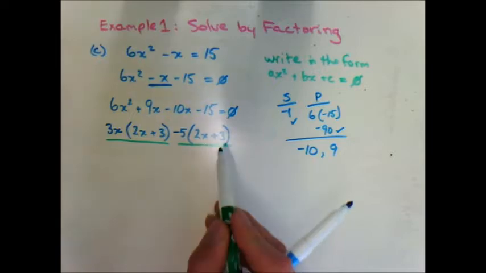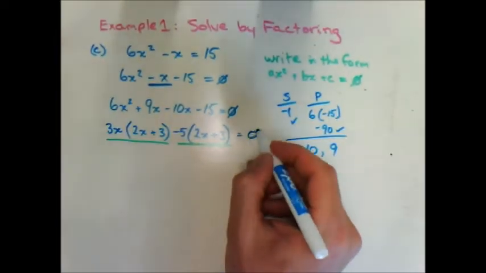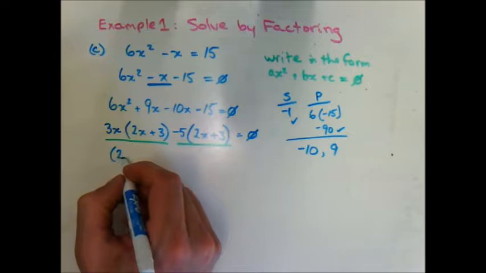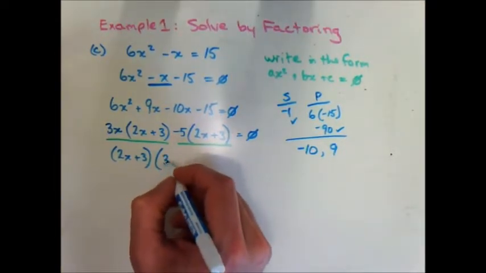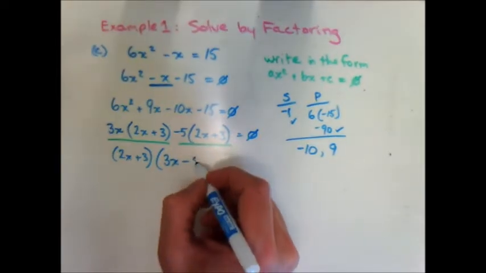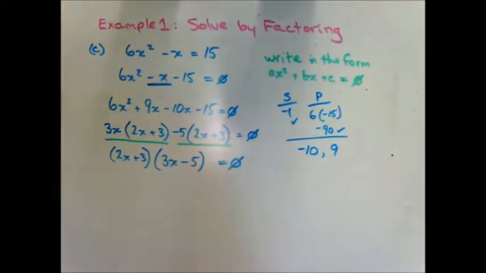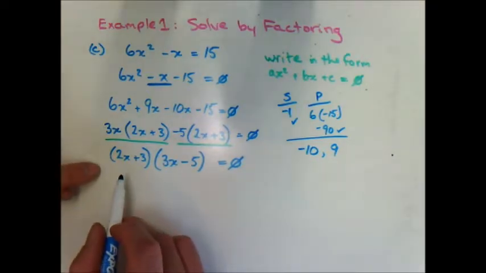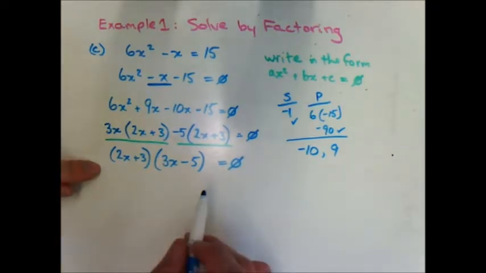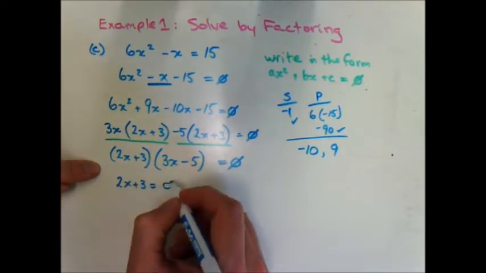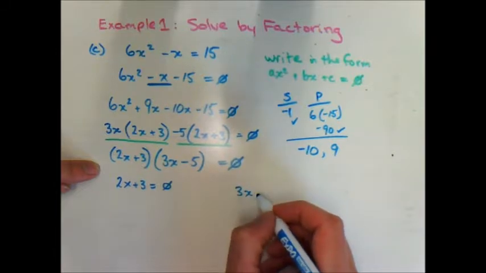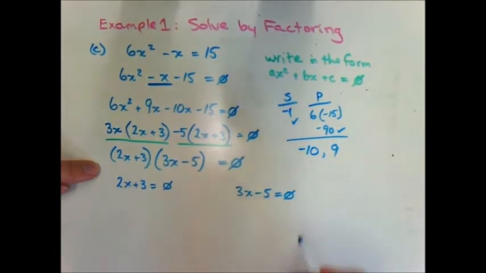And now we look at our two terms that we have. Here's a term, here's a term. They have a common factor of 2x plus 3. If I pull that out of my first term, we're left with 3x. If we pull that out of our second term, we're left with 5. That equals 0 when we have rewritten the left side of our quadratic equation in factored form. Now, either one of these has to be 0 in order for the statement to be true. So, either 2x plus 3 equals 0, or 3x minus 5 equals 0.